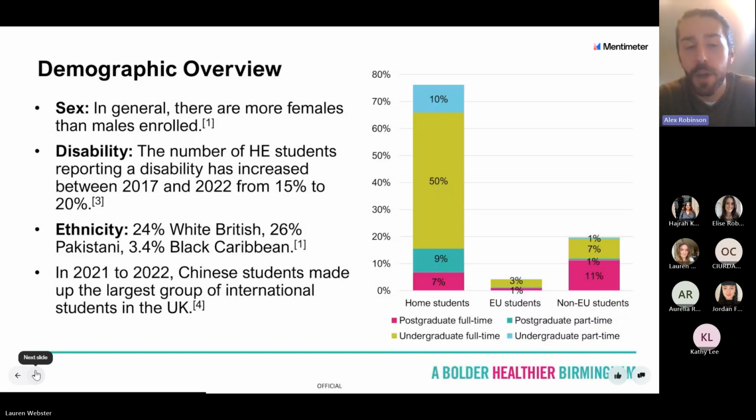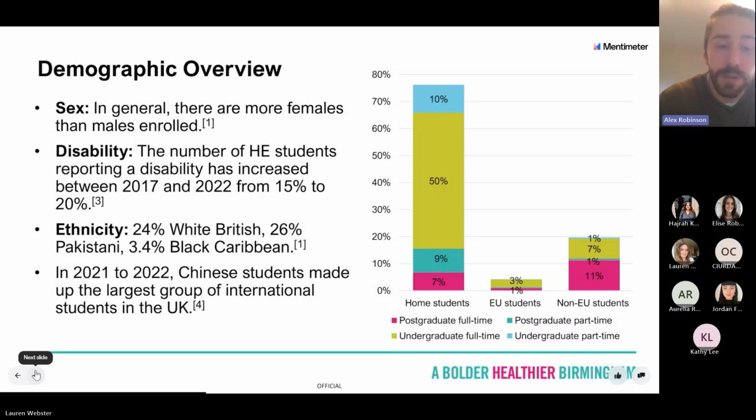So in Birmingham, for students aged 11 to 18 in state-funded secondary schools, 24% were white British. That compares to 64% nationally. 26% were Pakistani. That compares to 4.6% nationally. And 33.4% were Black Caribbean. That compares to 1.5% nationally. So in Birmingham, you can see there are more Pakistani students than white British students.